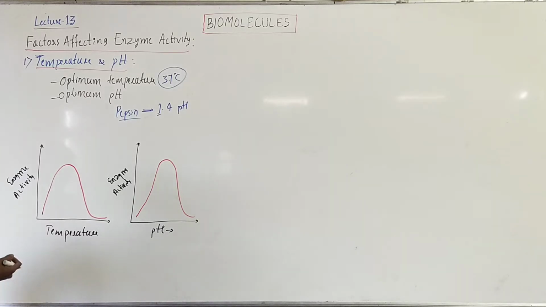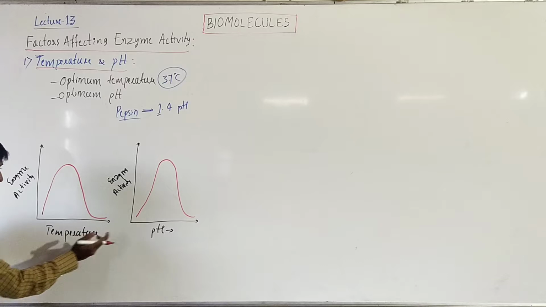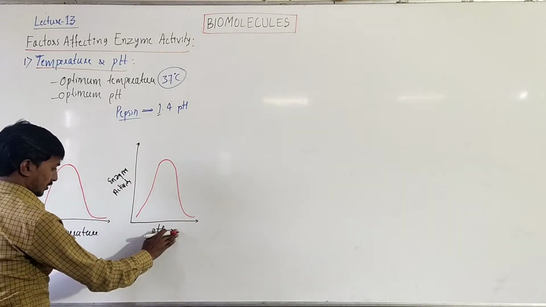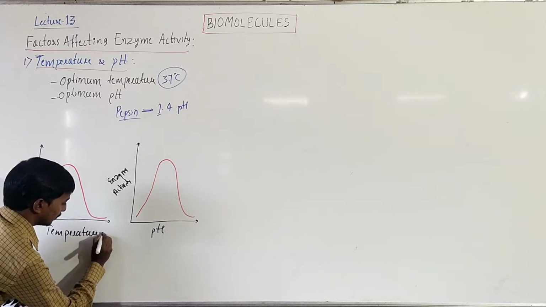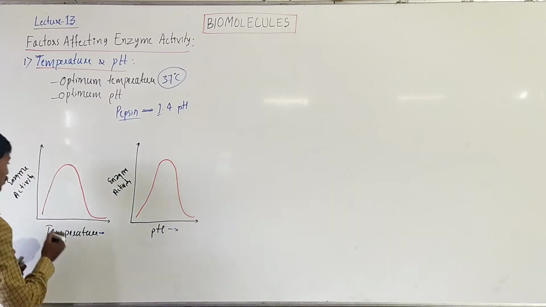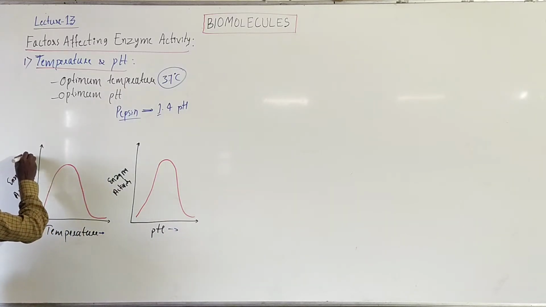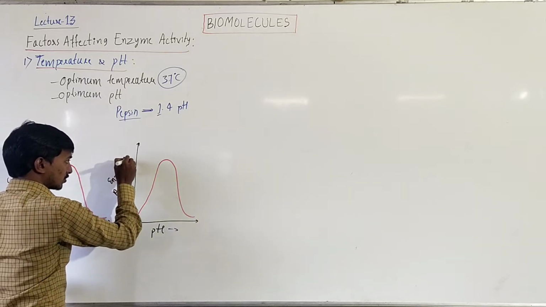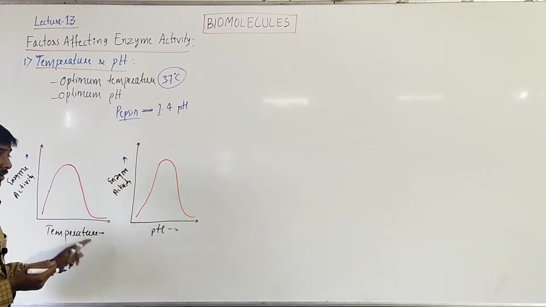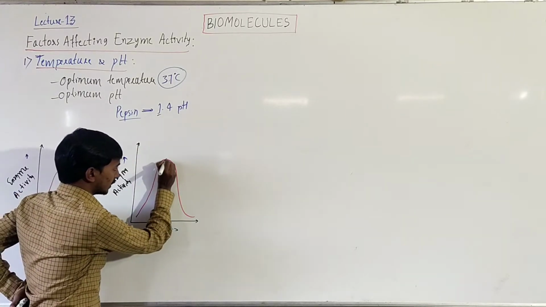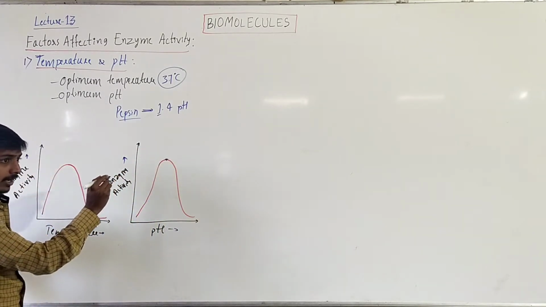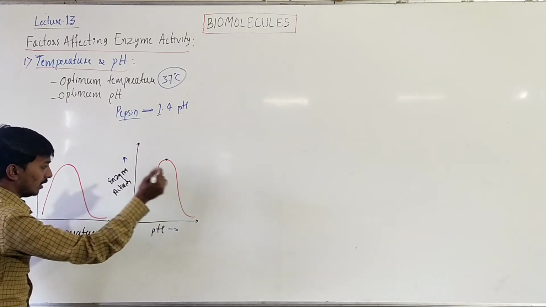Like that, every factor has a limit. It may be temperature, it may be pH, it may be water concentration, it may be the concentration of substrate, maybe the concentration of enzyme. Any factor has a limit, and after crossing that limit, the enzyme activity will get reduced.